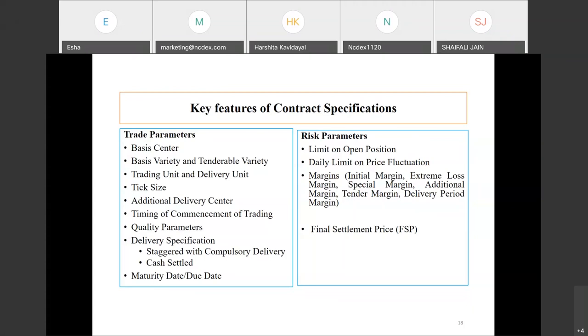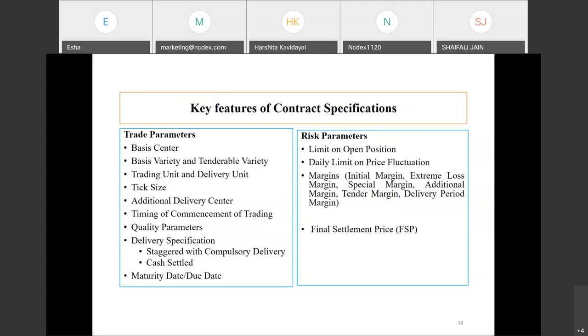If there are too many delivery centers, a large number of delivery centers, the buyer will get confused. He may not know from where he will get the delivery. Or you should not select additional delivery centers that are not the most trading hub. A large number of deliveries should take place in that center. If there is a negligible or dormant delivery center, then there is no use, so it is better to avoid it.